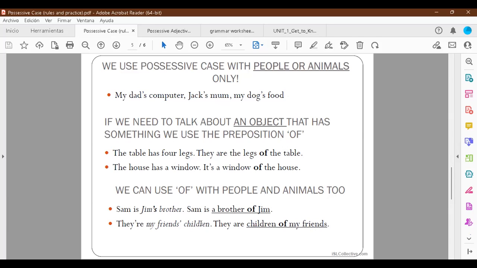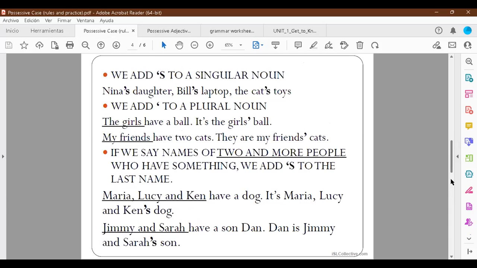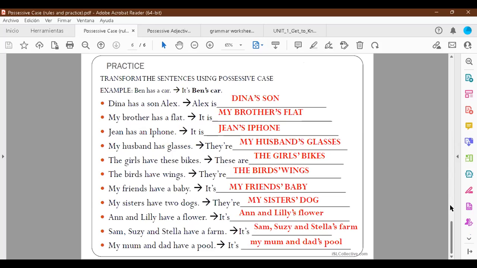They are my friends' children. Son los niños de mis amigos. They are children of my friends. Okay. And look at this. So here you have some examples. I need you to help me reading these examples. Vamos a ir leyendo los ejemplos one by one.